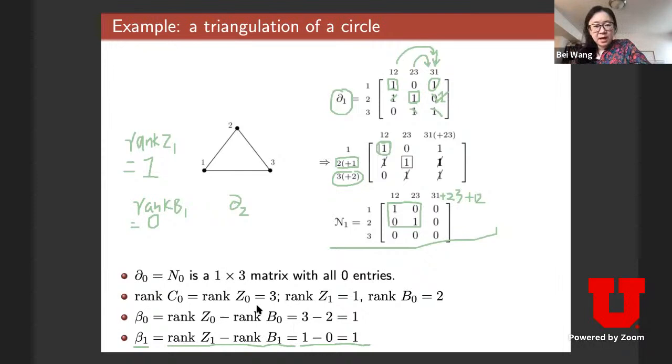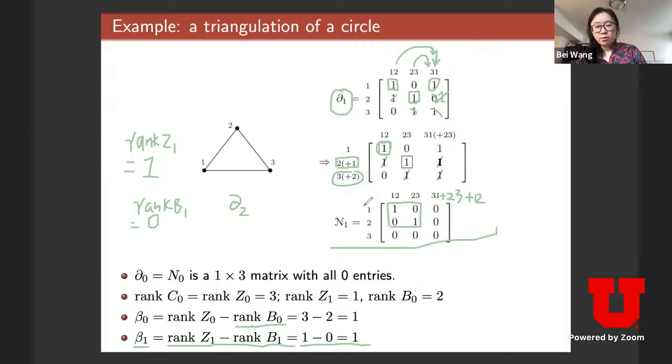Okay. And then the other thing I need to do is compute how many components there are, right? This space is very simple. It has only one component. So in order to compute the Betti zero, I need the rank of Z zero minus the rank of B zero, okay? So how do I get the rank of B zero? Remember, the rank of B zero is the number of non-empty rows.